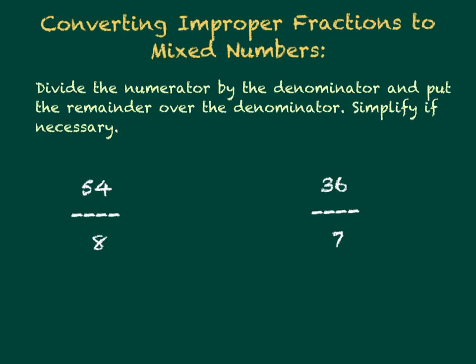Oftentimes when we work with fractions, we're going to get an answer that looks like an improper fraction. As the word improper suggests, we don't want to leave our fractions as improper. We always want to make them mixed numbers. So we're going to take a look at how to do that. We're going to start by dividing the numerator by the denominator and putting the remainder over the denominator. And we're going to simplify if necessary.